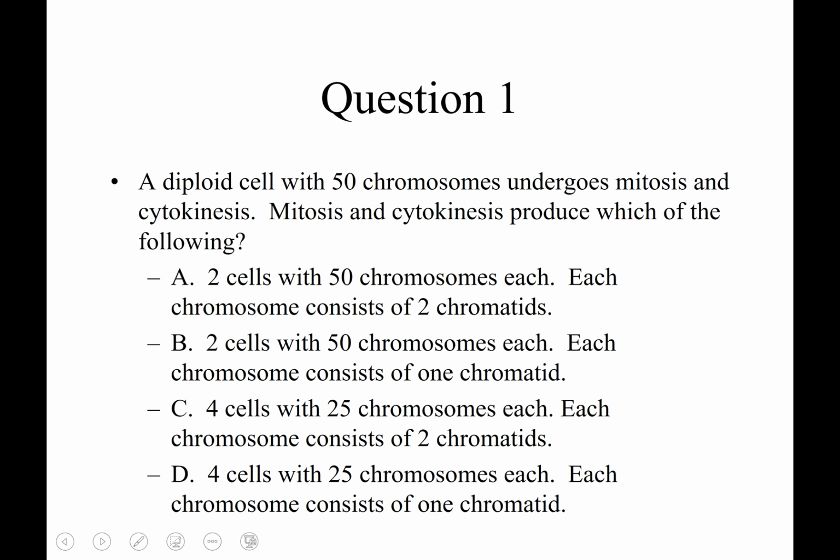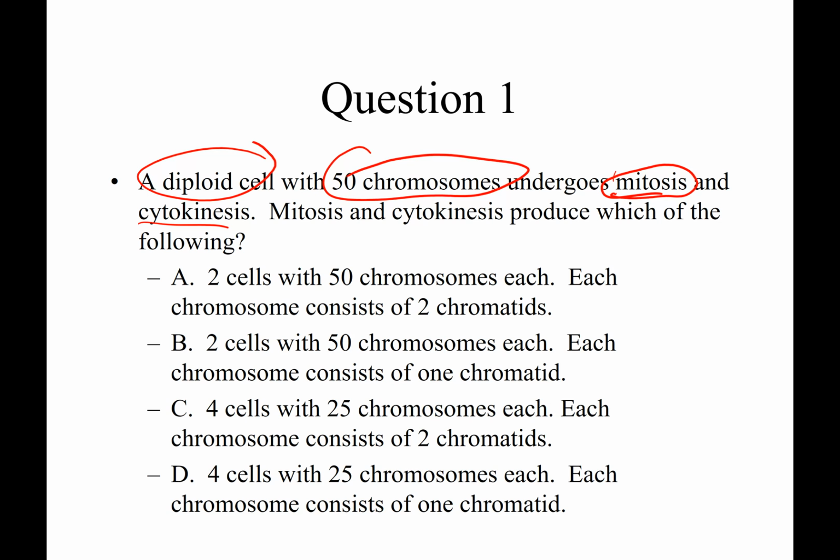So now I've got some questions to look at. First of all, a diploid cell with 50 chromosomes undergoes mitosis, not meiosis, and cytokinesis. Mitosis and cytokinesis produce which of the following? So our cell is diploid. It starts with 50 chromosomes. Remember that mitosis takes 1 cell and ends up creating 2. So we know our answer's got to be either A or B.